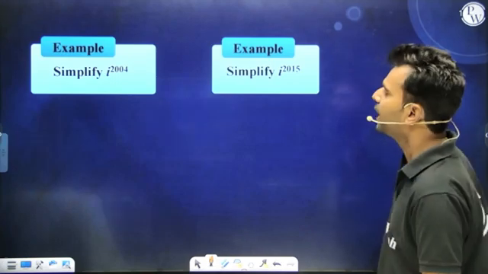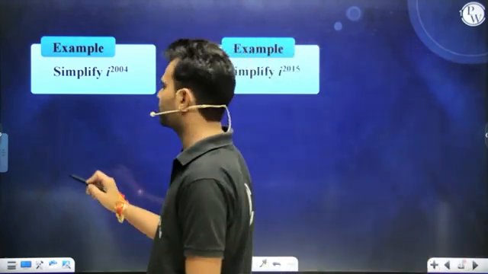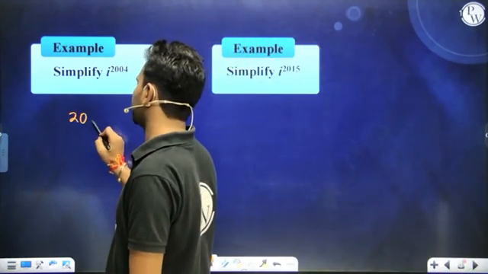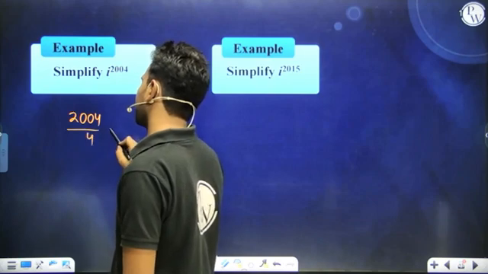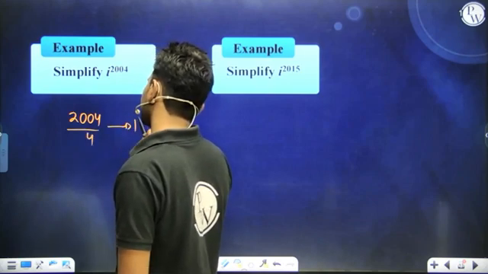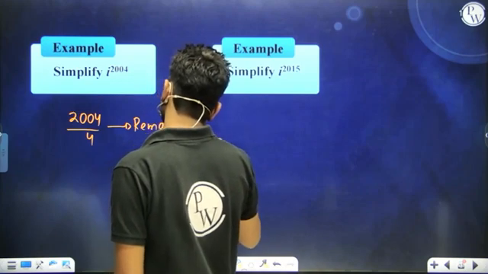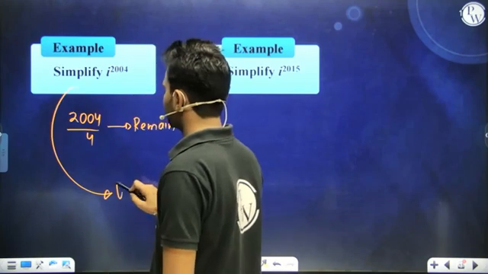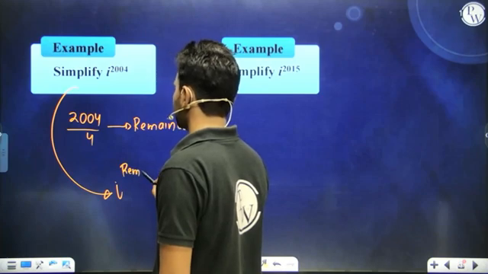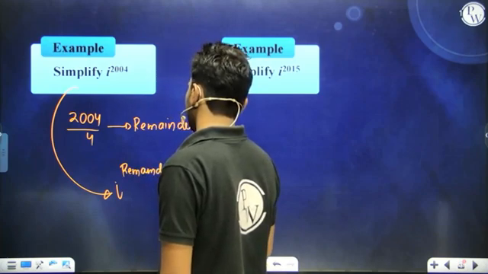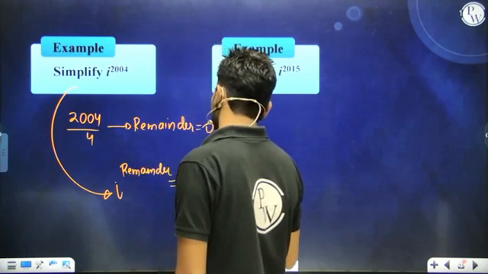That means what? If I ask you to do this, iota to the power 2004, so you divide 2004 by 4, what is the remainder coming? The remainder is 0. So you can write down this expression as iota to the power remainder always, and over here it is nothing but iota to the power 0, so the answer is going to be nothing but 1.